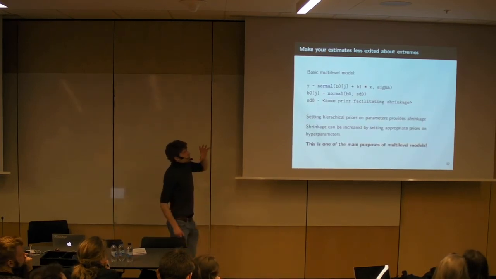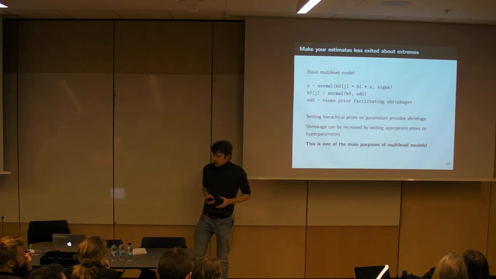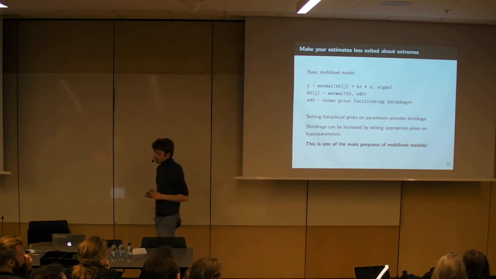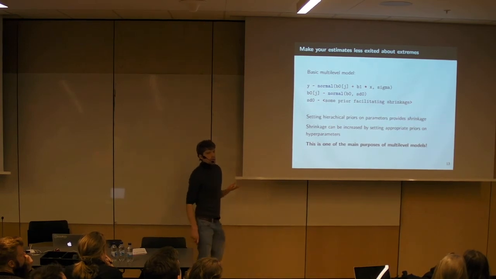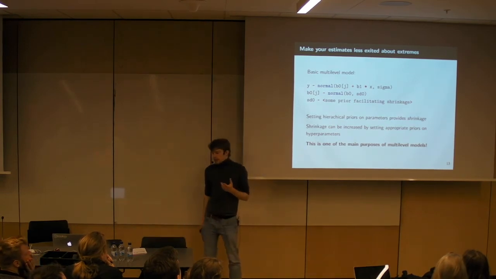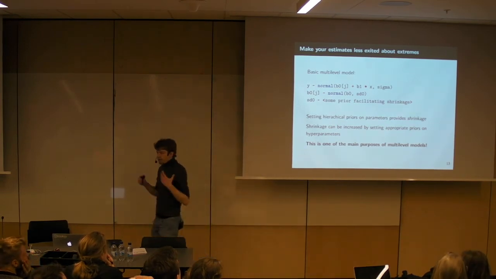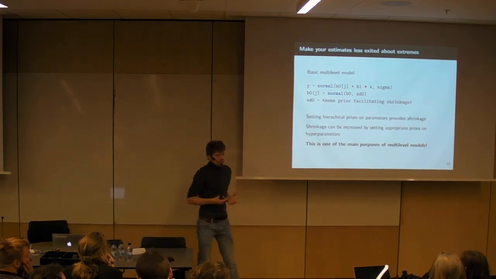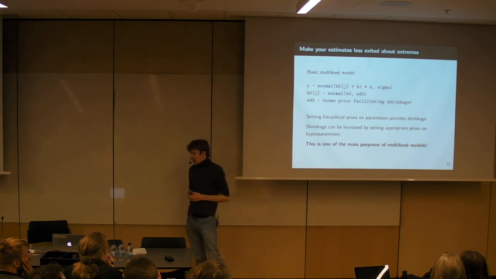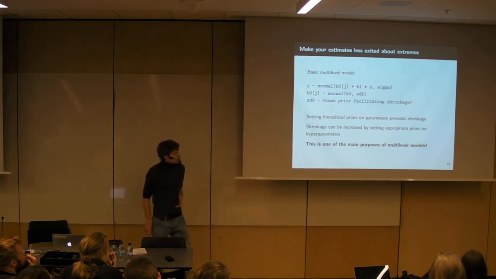So then there's the idea which is most important to me. Usually when using priors, the goal is to make your estimates less excited about extremes. We could also say make it less prone to overfitting, so to fitting noise, to fitting signal which isn't actually there. And we do that usually using multi-level models.